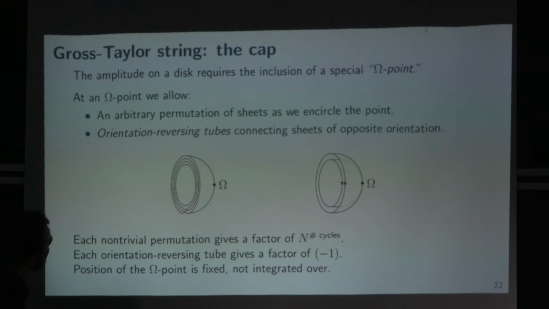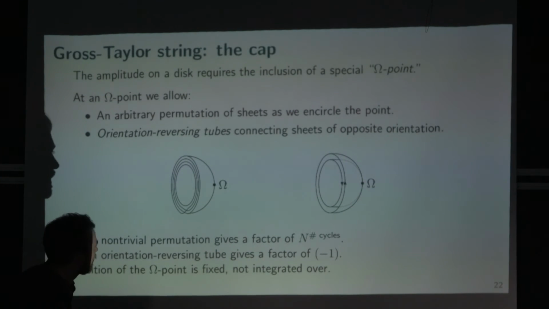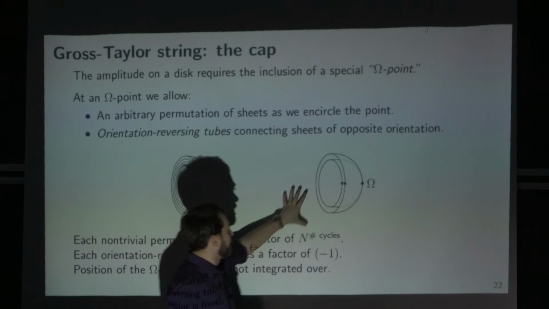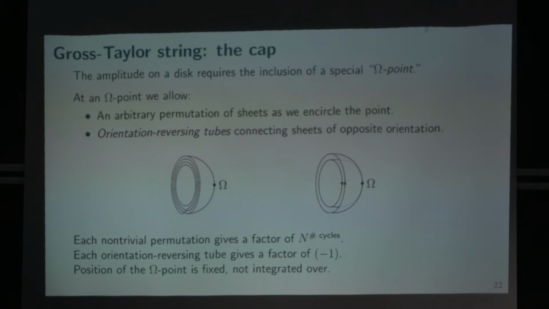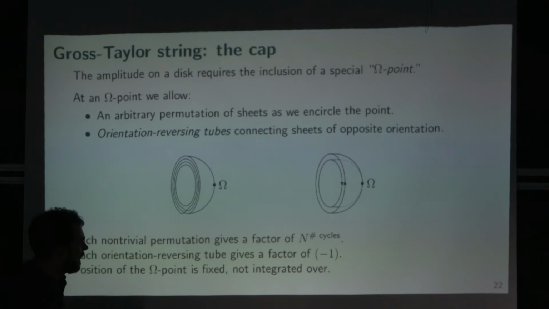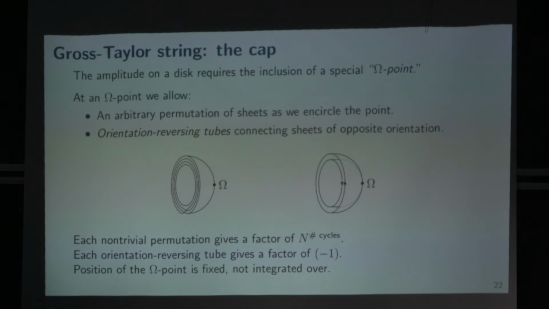You can also merge strings with opposite orientations at the point, so you can kind of have it come in and reflect. And every time you do that, you get a factor of -1. And these omega points, you just have to put them in, and you hold their positions fixed. They're not integrated over like the interactions. Okay. And you have to put one every time you have a disk. Anytime you have a pair of pants, you have to put in a corresponding object, which you call an omega inverse point, whose rules are similar.